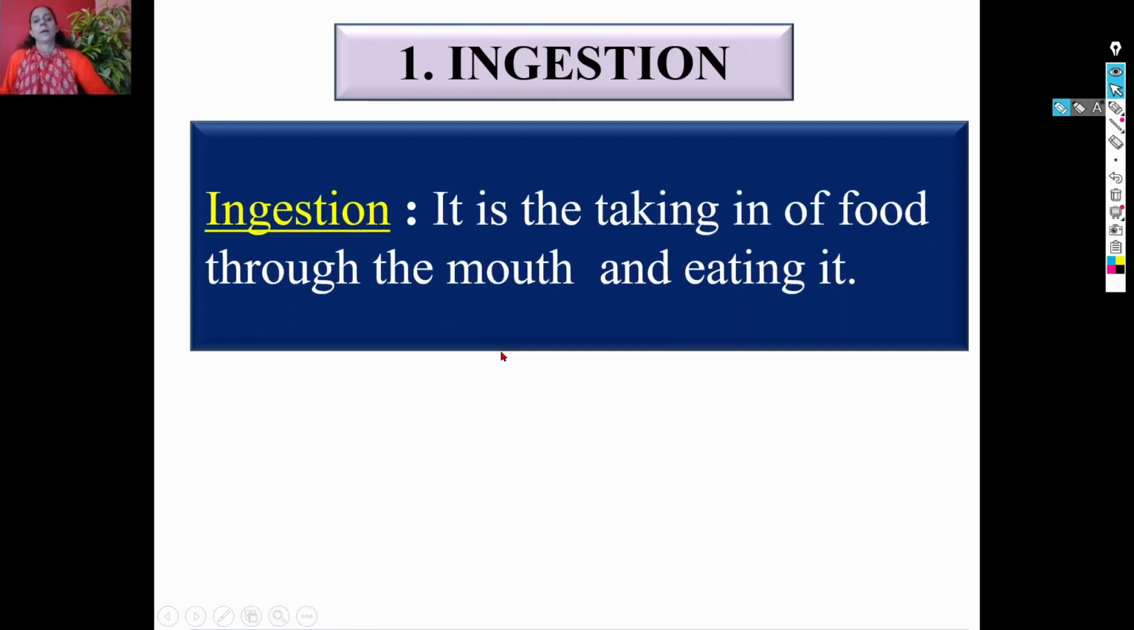See, first step in the process of nutrition is ingestion. So ingestion, it is the taking of food through the mouth and eating it. Very simple. I have a chapati, I'm taking its bite and I'm chewing it. So what is that? Ingestion. Clear, viewers?